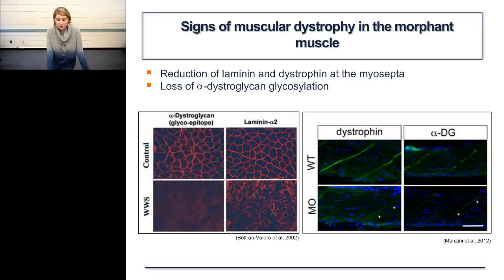On the left, you see the fish muscle. In the fish muscle, the extracellular matrix that you see distributed around the myofibers is distributed in these longitudinal lines, the green lines that you see here, where we look at dystrophin and alpha-dystroglycan. And you see that in the morphant fish, where GTDC2 has been removed, you have a loss of both dystrophin and alpha-dystroglycan. So it's a very similar defect to the one that we see in humans.